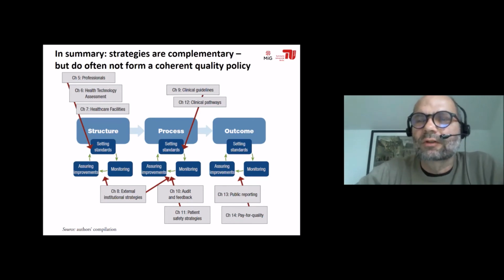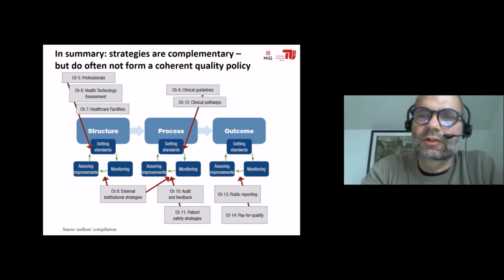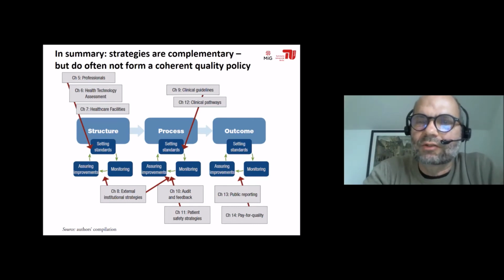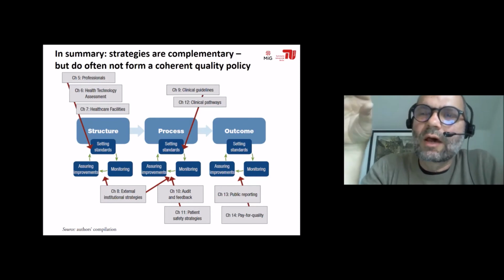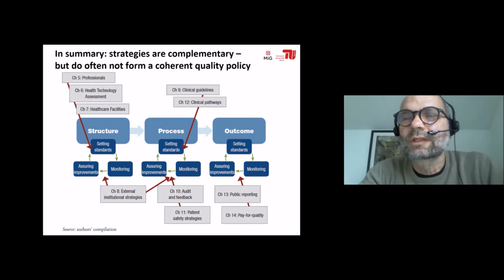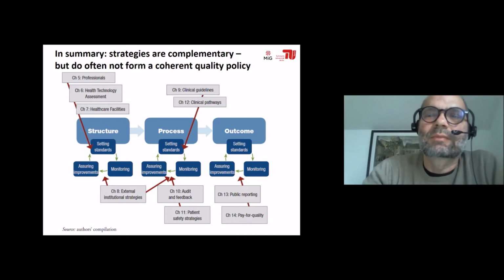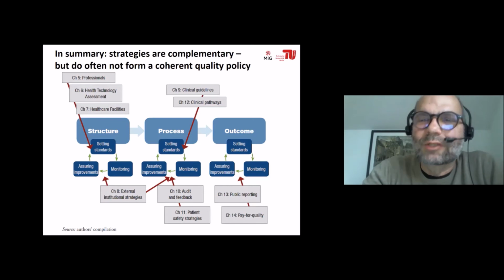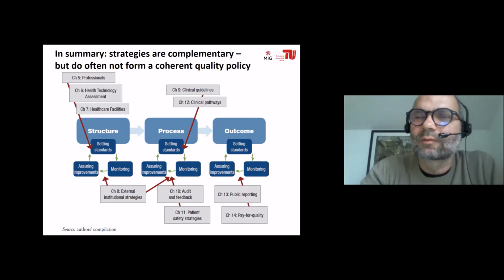So you have a certain group of people who say health technology assessment is actually very important, and they bring this successfully to the policymakers to introduce it, while in other countries the clinical guidelines people are more outspoken, and so that country would start with clinical guidelines.